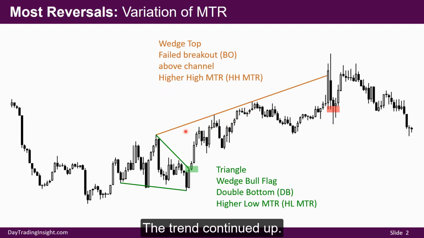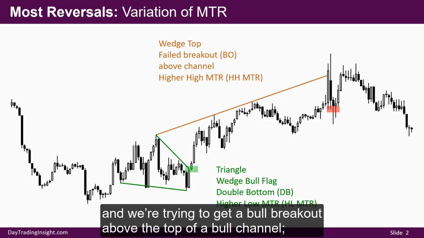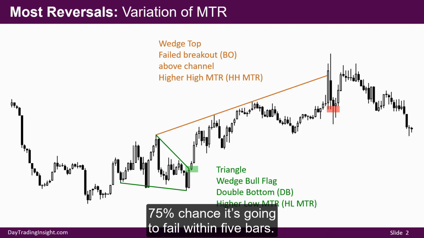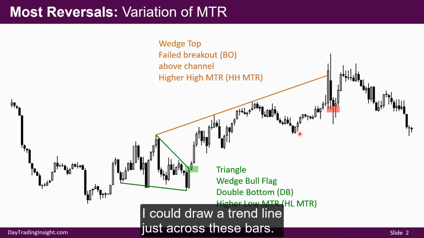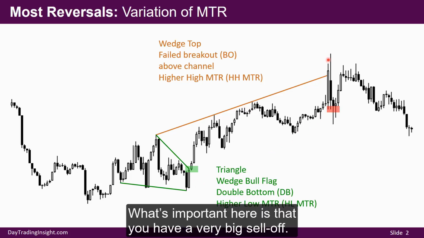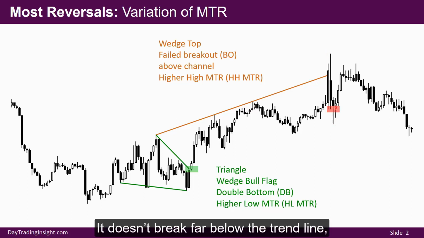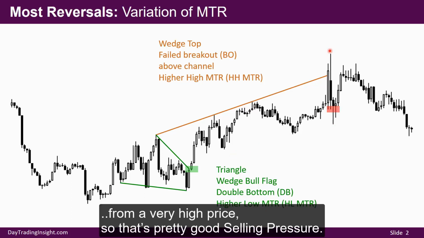The trend continued up. You got 1 push, 2 push, 3 push, 4 push, and we're trying to get a bull breakout above the top of a bull channel, 75% chance it's going to fail within 5 bars. And then we got a breakout to the downside. I could draw a trend line just across these bars. I could draw a trend line from here across there. What's important here is that you have a very big sell-off. It doesn't break far below the trend line, but it does fall quickly from a very high price. So that's pretty good selling pressure.